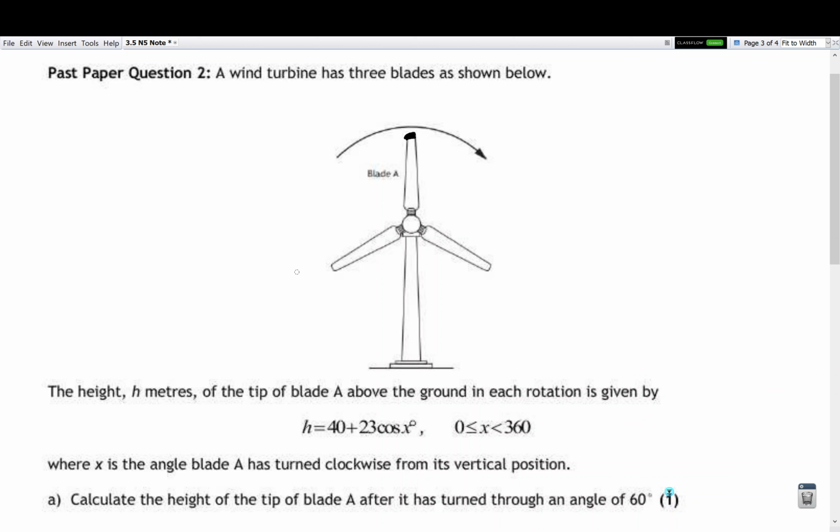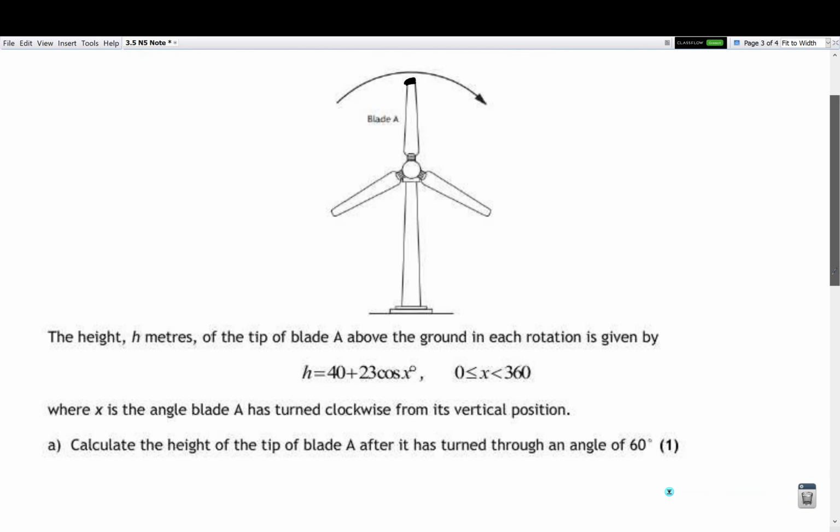x is the angle that the blade has turned from its vertical position. So if it's vertically pointing towards the sky right now, x is the angle that it turns in a clockwise direction. Okay, so the first two questions are actually just straightforward, putting them into your calculator.